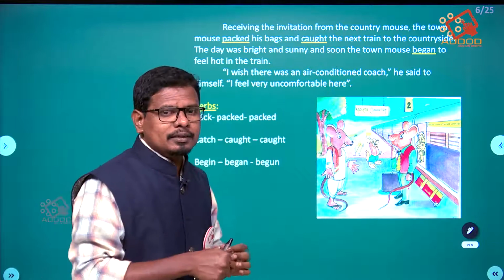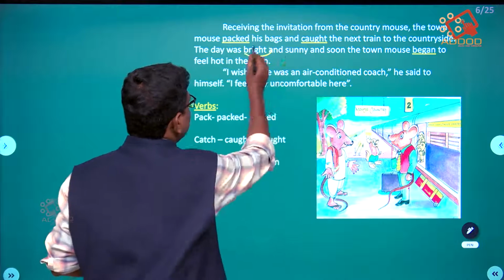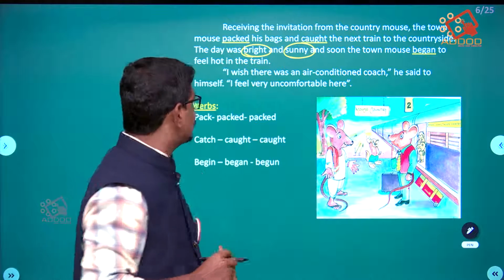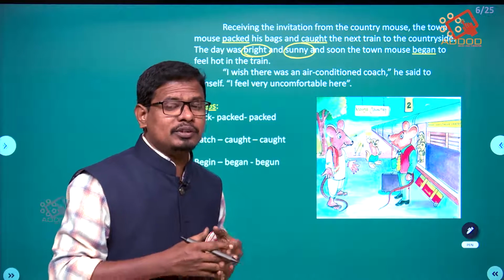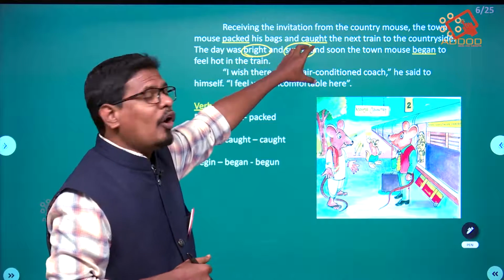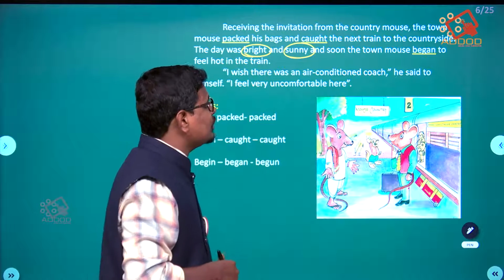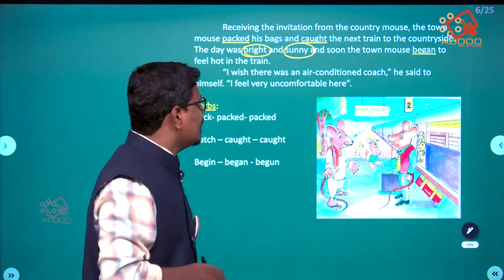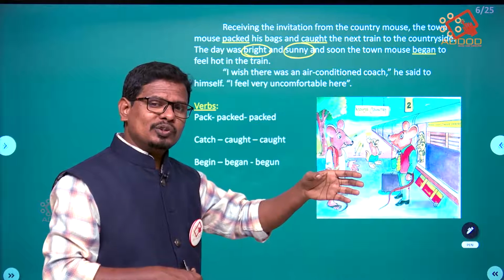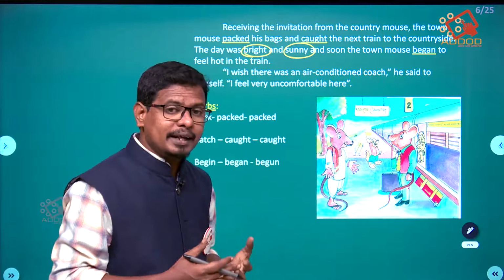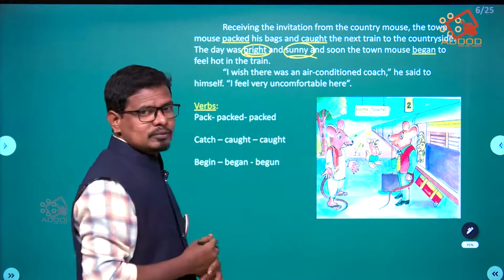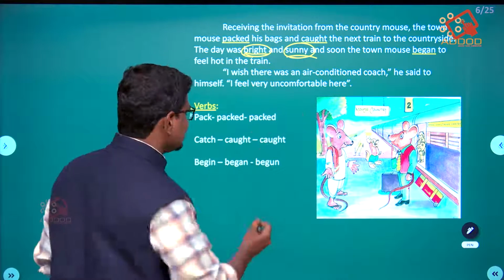But what happened? The day was bright and sunny. Soon the mouse began to feel hot. The temperature was too high. He said to himself, I wish there was an air-conditioned coach. I feel very uncomfortable. He wished that there had been an air-conditioned coach. He felt, I would have come by an air-conditioned coach, as it was bright and sunny. He felt uncomfortable.